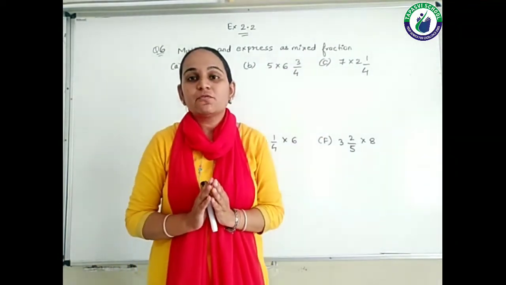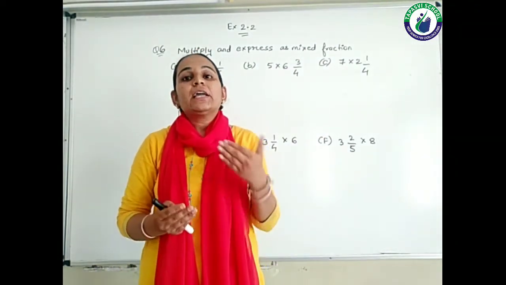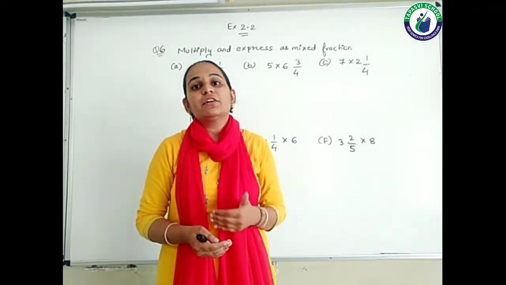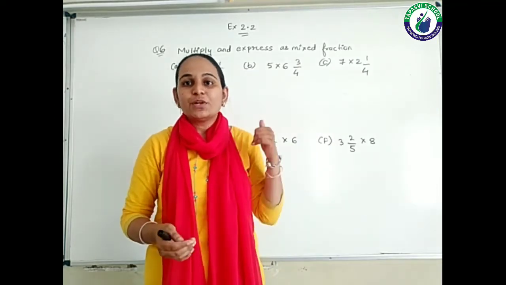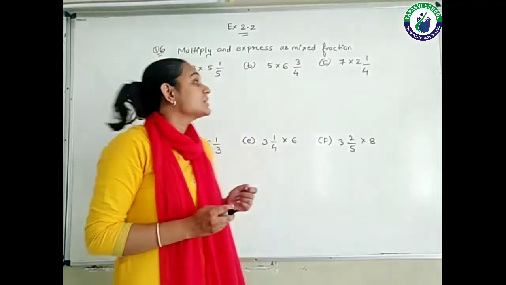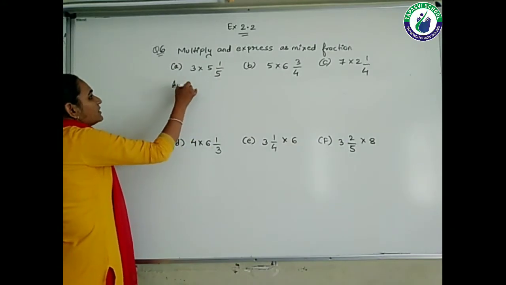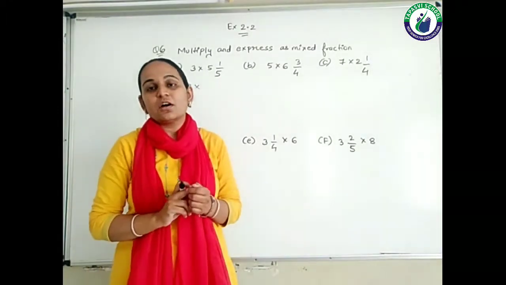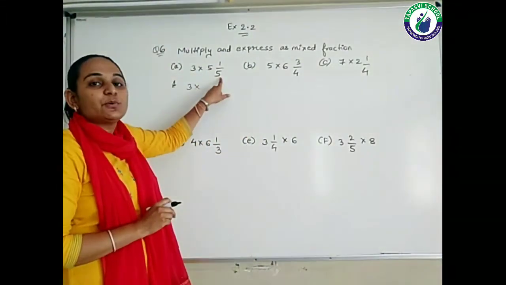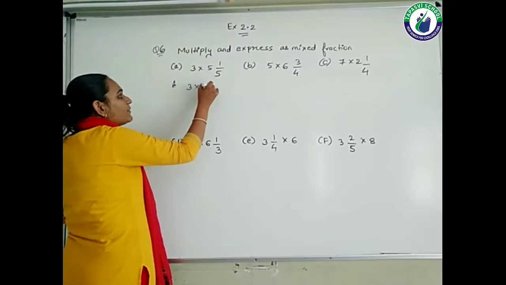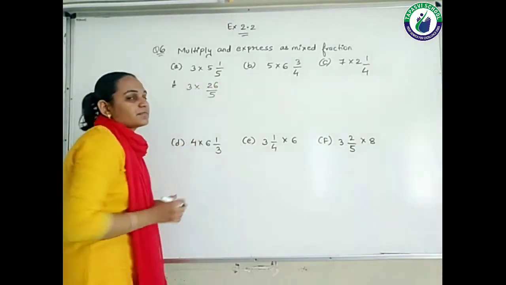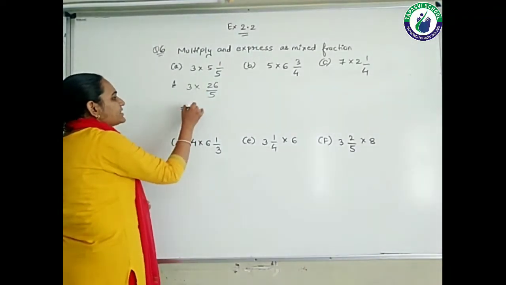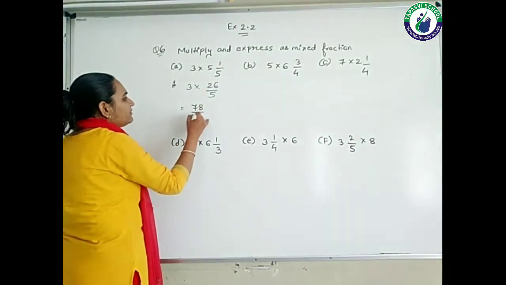That means your step number 1 is to multiply. If your answer, students, comes in the improper fraction, then you need to convert it into mixed fractions. So let's see the solutions for these questions. First one is, students, 3 multiplied by 5 integer 1 upon 5. So first of all, convert this into improper fraction. So 5 fives are 25 plus 1, so it is 26 upon 5. Now we will multiply them. So 26 threes are 78 upon 5.